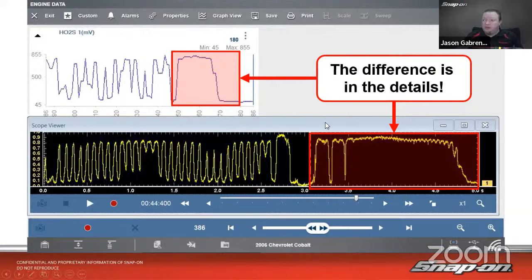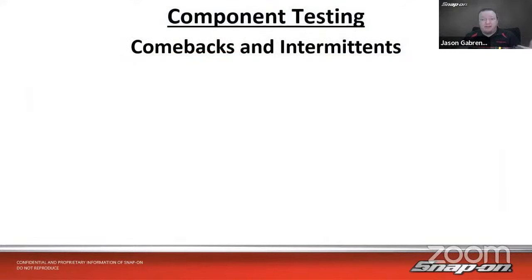So being able to look at the raw data with the scope is where it really comes into play to help us out, especially on things like comebacks and intermittents. Now, I know in my world, those are 2 four-letter words for me, comebacks and intermittents, because we don't like any of those, right? We don't like working for free. And intermittent problems happen on the third Thursday of the month under a blue moon, right? So we want to make sure we can maximize our time when it comes to diagnosing a vehicle.